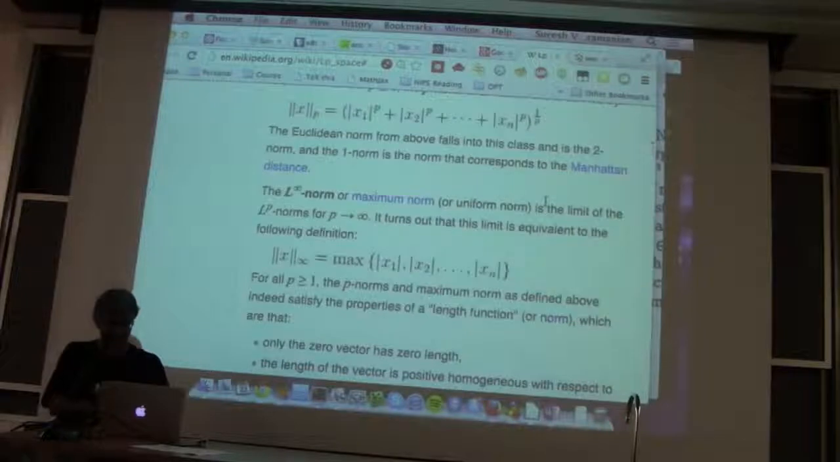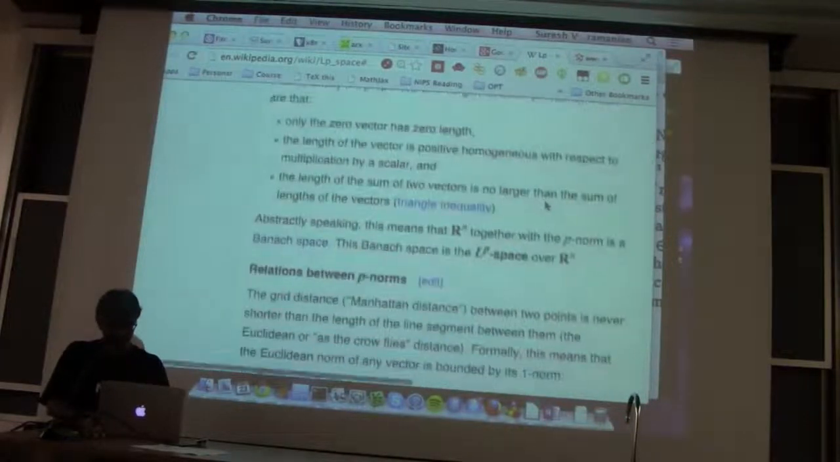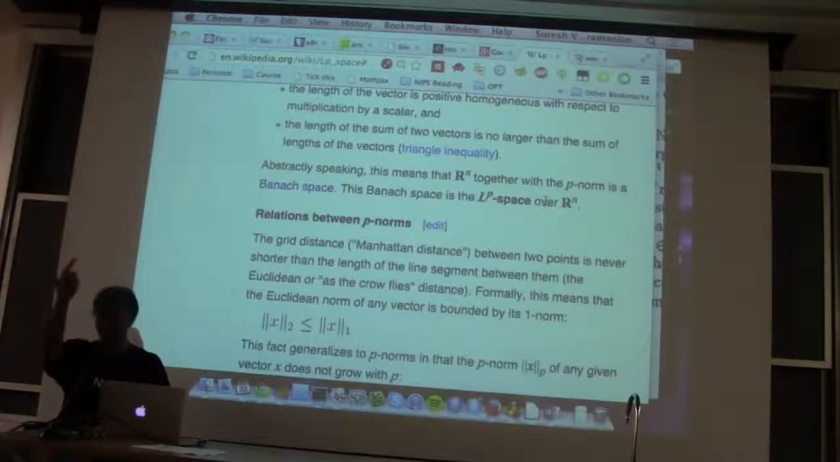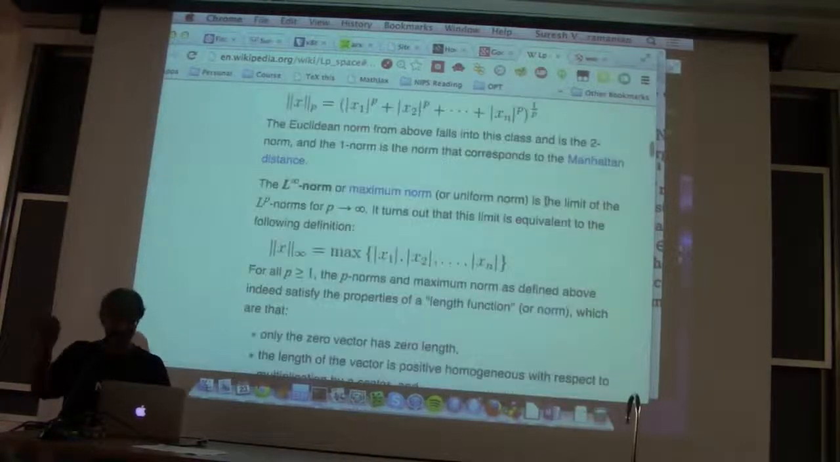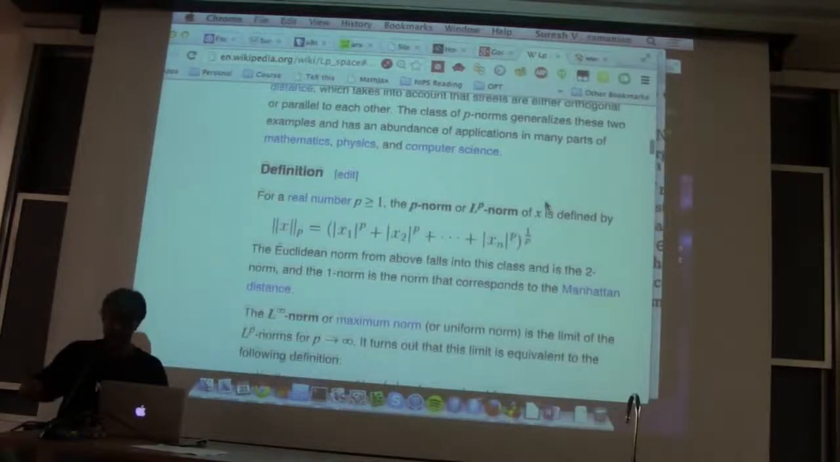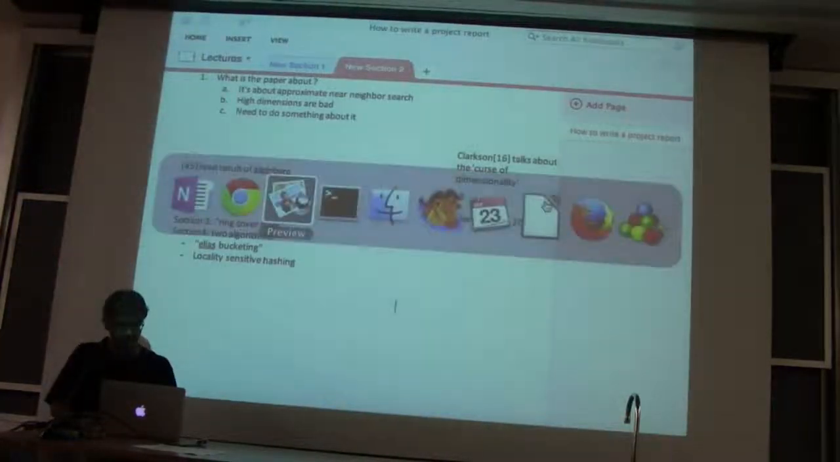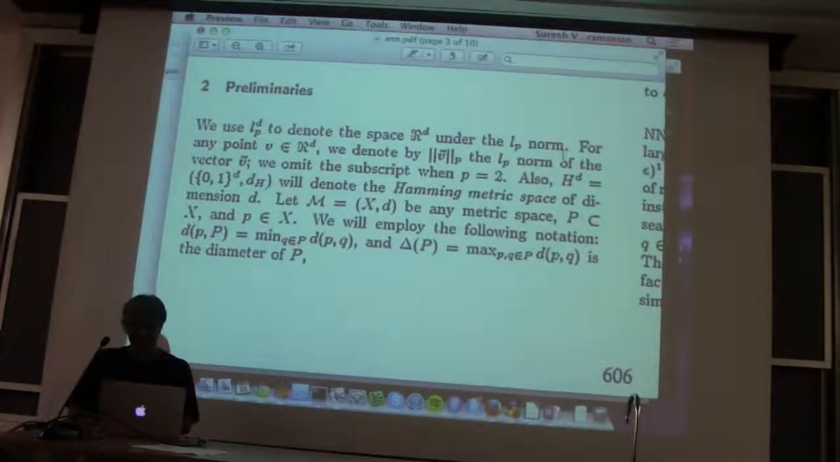So there's stuff about the L-infinity norm, and they have some nice properties, and it might be good to draw some examples: the Manhattan distance, Salt Lake City distance, in fact, is kind of an L1 distance, because you're basically walking along a grid for the most part. Okay, let's go back. Not here. Okay. So we know what the Lp norm is. For any point v, we denote by ||v||_p the Lp norm. We know what that means.